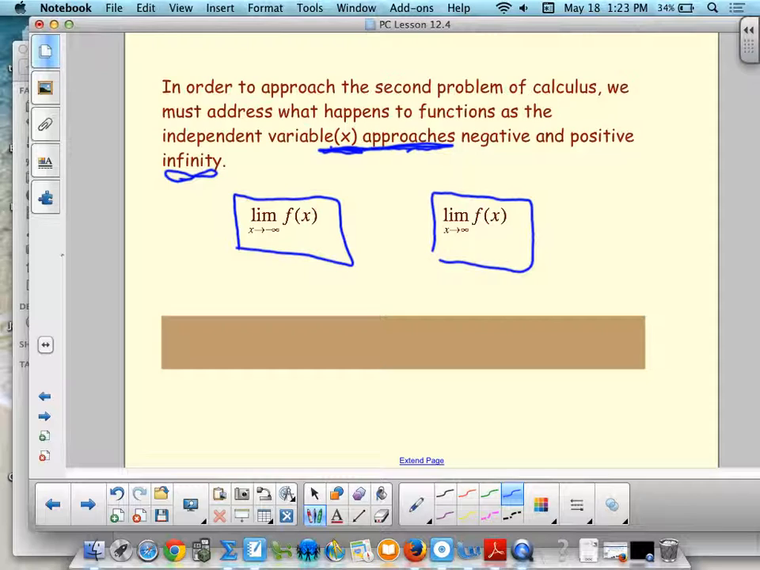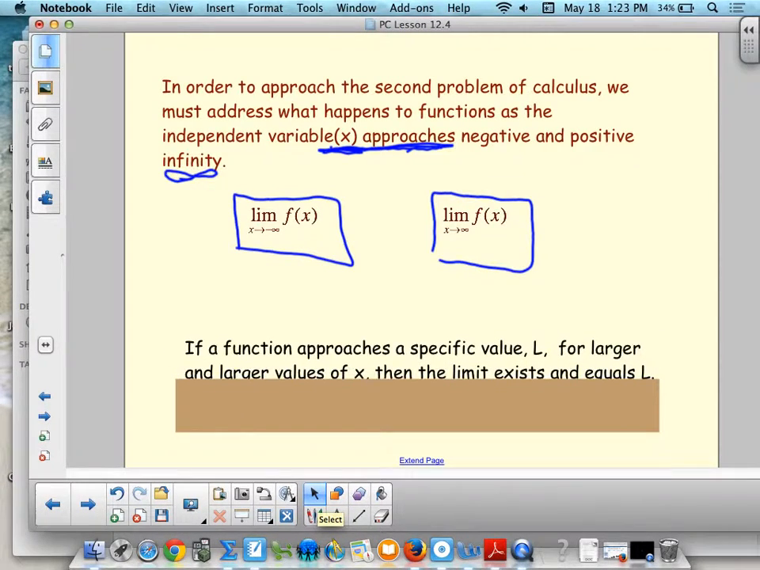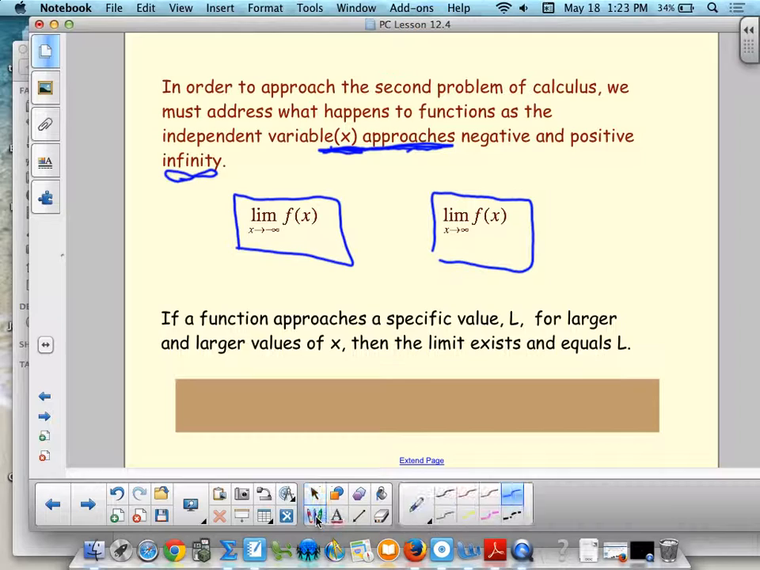Okay, here is like a formal definition. I don't think I showed you this, so there it is. If a function approaches a specific number L, okay, hang on, I'm gonna put a number there for you. If it approaches a specific value, let's just throw 50, for larger and larger values of x, then the limit does exist. And it equals what?